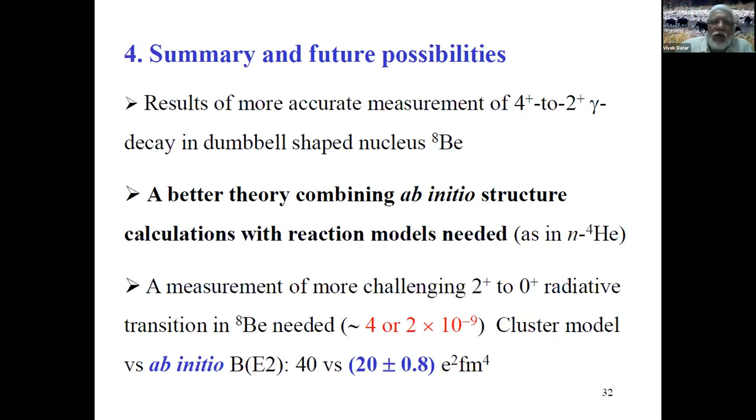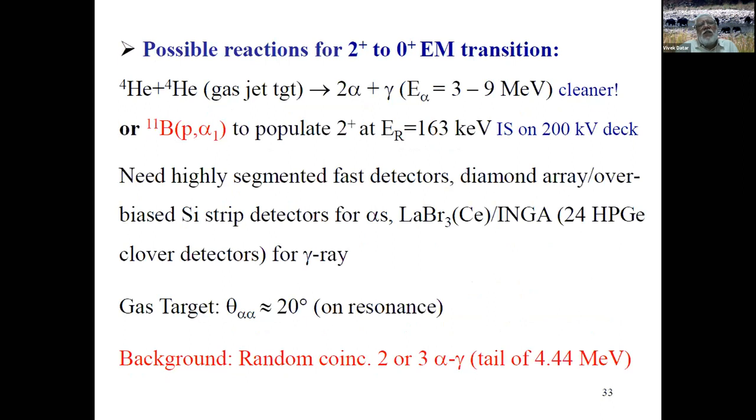As I already pointed out, a more challenging measurement needs to be done, namely the gamma ray branch from the 2 plus to 0 plus, and the difference between these two models is very large. However, this is very challenging because the branching ratio is about 100 times smaller, of the order of 100 times smaller, I should say.